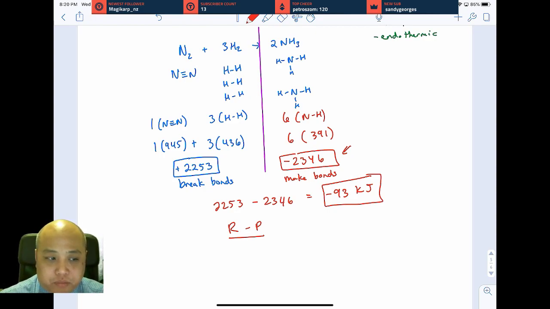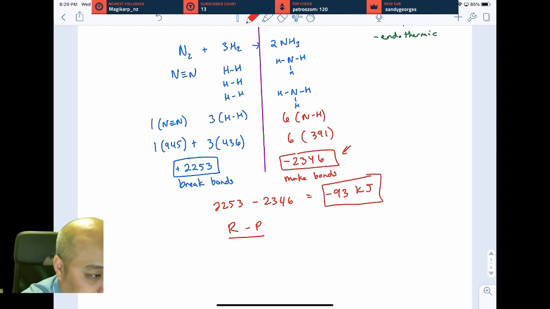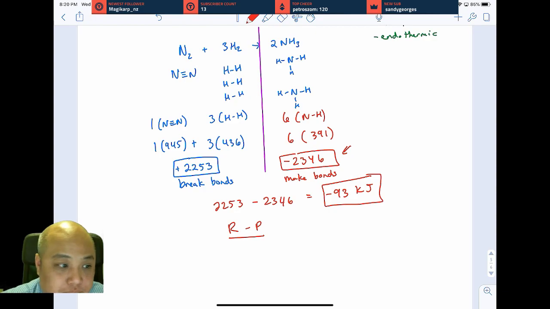Questions about that? Give about 10 seconds, 15 seconds for people to ask questions about what I did there. So reactants break bonds, products make bonds. That's the key idea. Okay, I don't see anything on here, so we will start moving on.